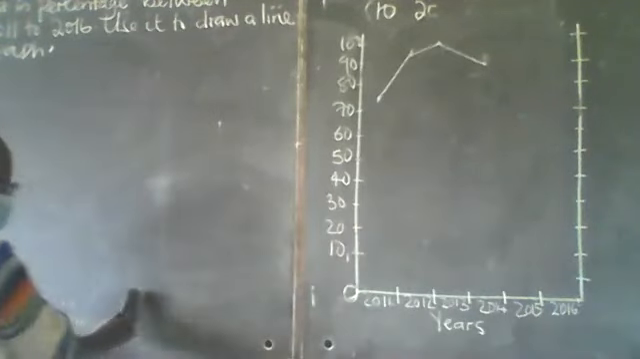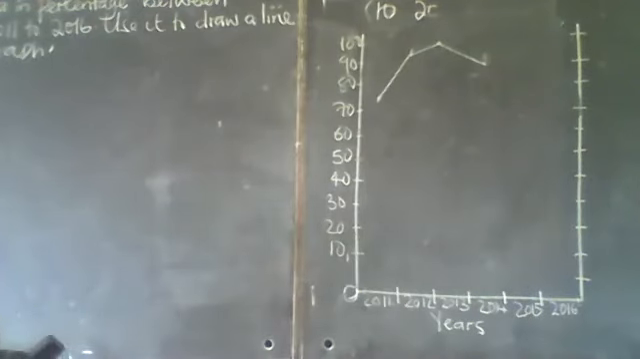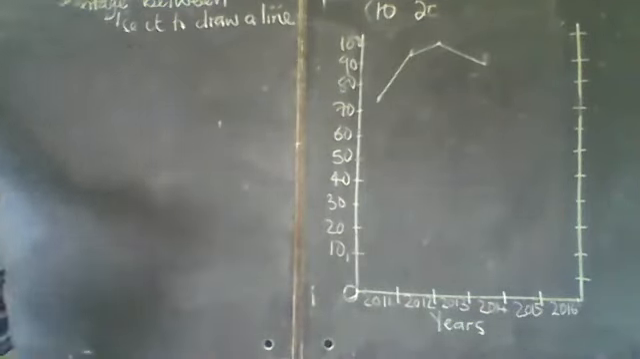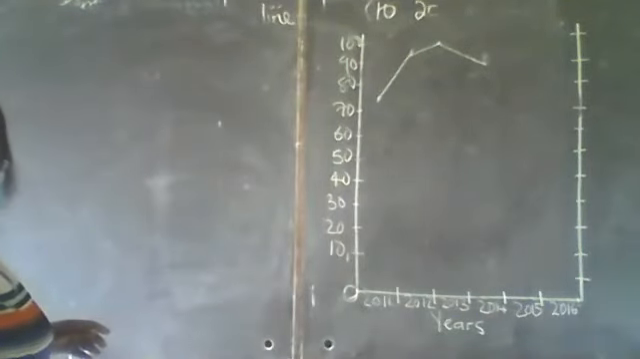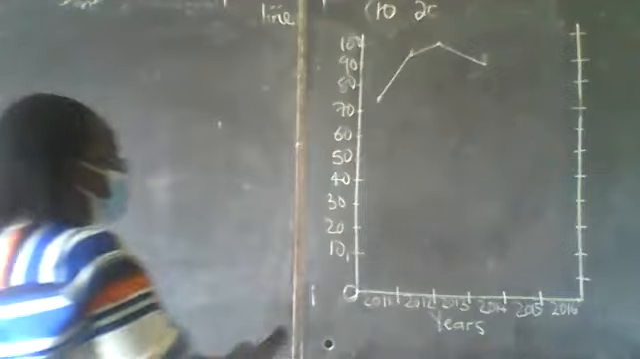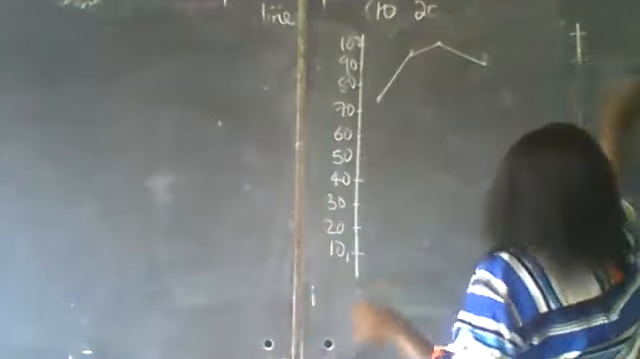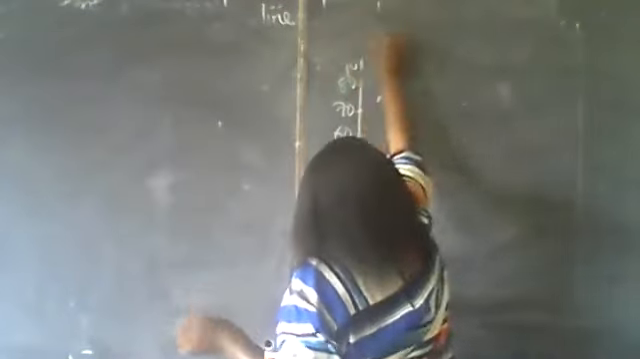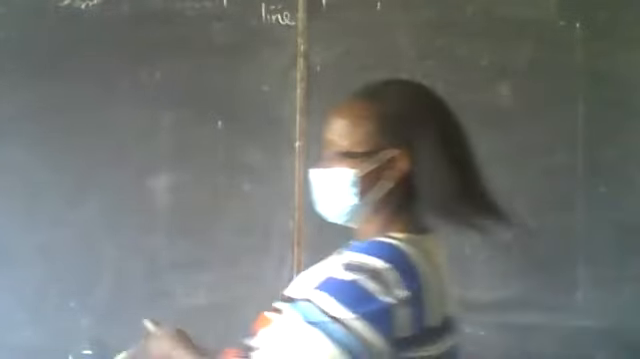Excuse me, teacher. Do we have to write a scale at the end? Maybe 1 centimeter equals 20%. Yes, not equals, representing. So you're supposed to have the title, the writings, and the scale.